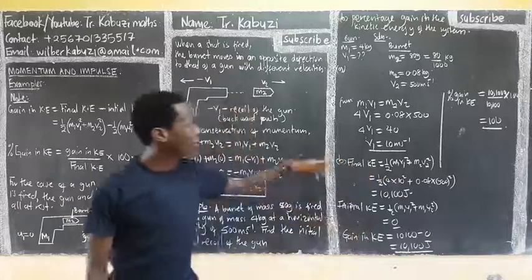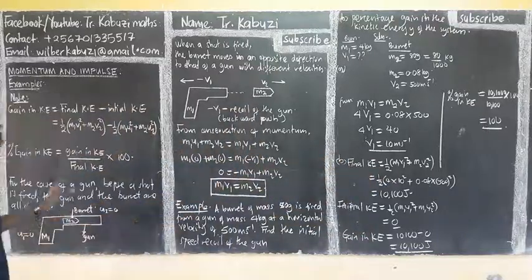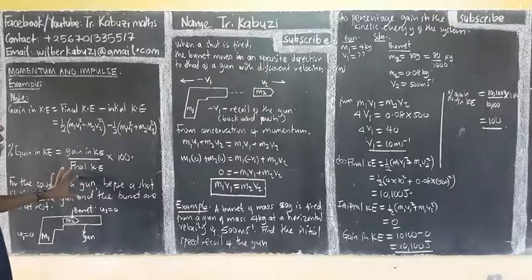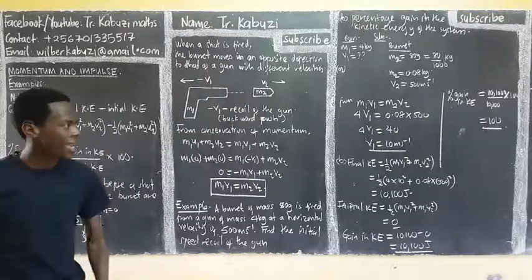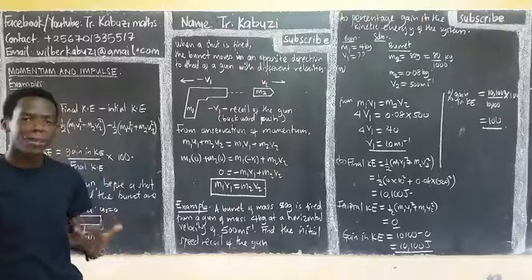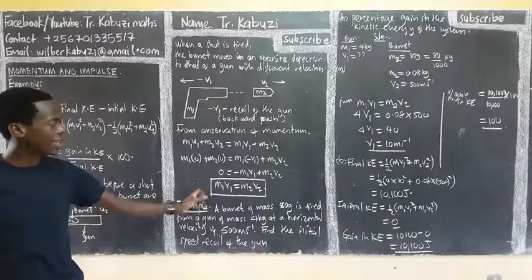But for other questions which are not about the gun, you use the same formula, gain over the final, then times 100. So, that's it, members. Whenever you have a question about the gun ideas, use this.